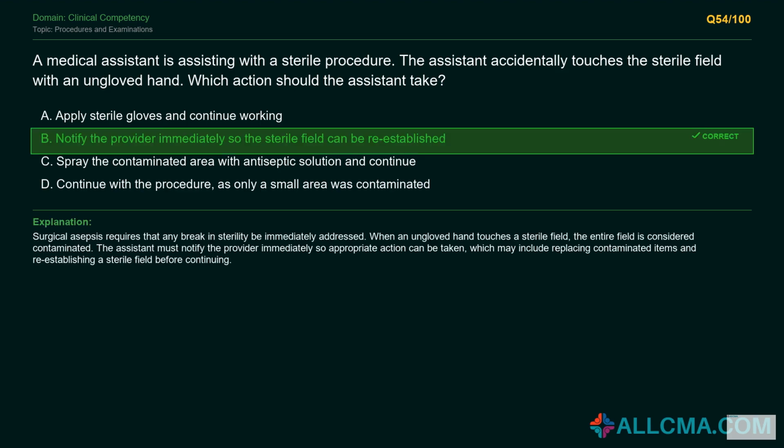The correct answer is B. Surgical asepsis requires that any break in sterility be immediately addressed. When an ungloved hand touches a sterile field, the entire field is considered contaminated. The assistant must notify the provider immediately so appropriate action can be taken, which may include replacing contaminated items and reestablishing a sterile field before continuing.